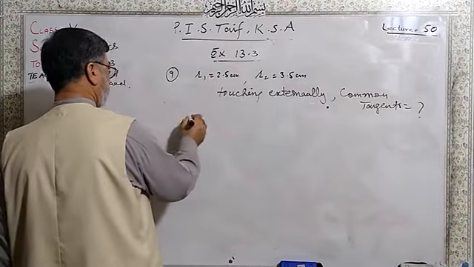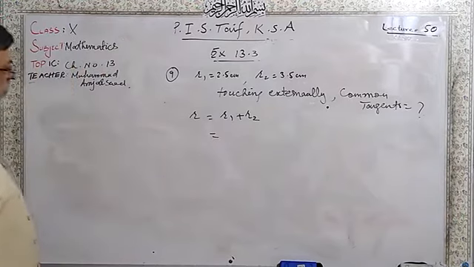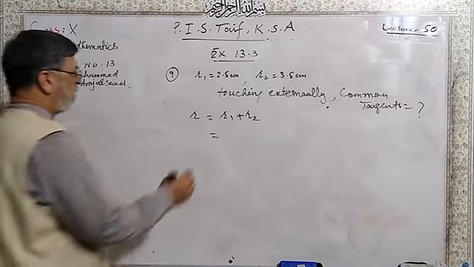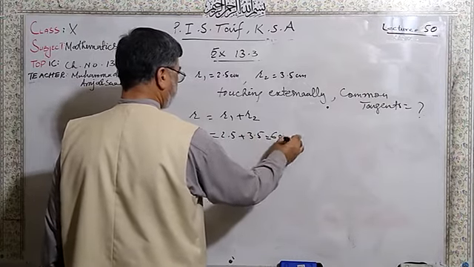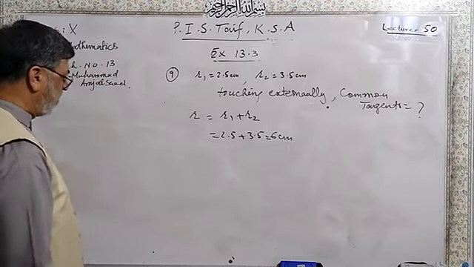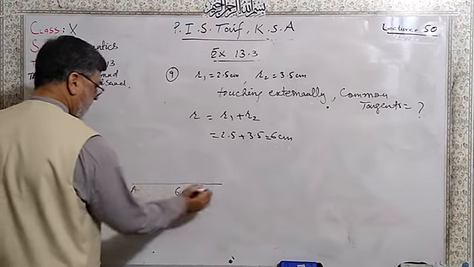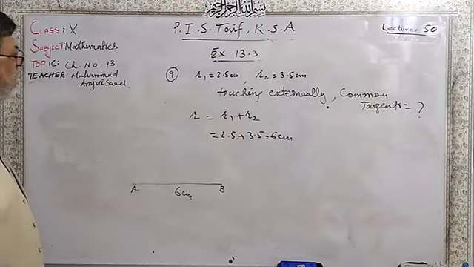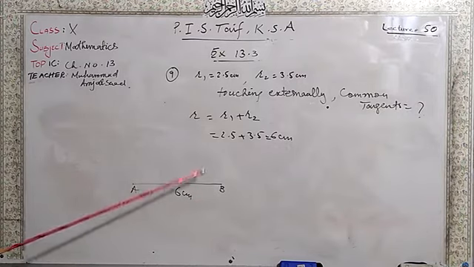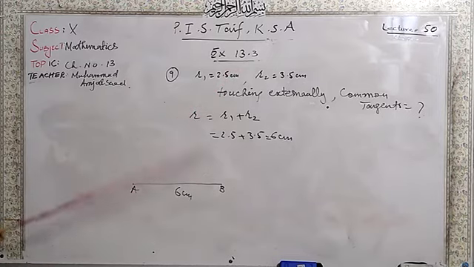First of all, you must have the sum of the radii of the circles, 2.5 and 3.5, that will be 6 centimeter. Dear students, draw a line segment AB of length 6 centimeter, which is actually the sum of the radii, and that is your distance between the two centers.